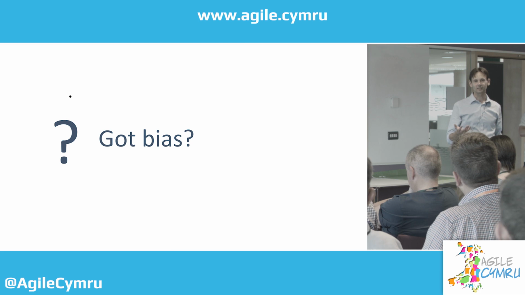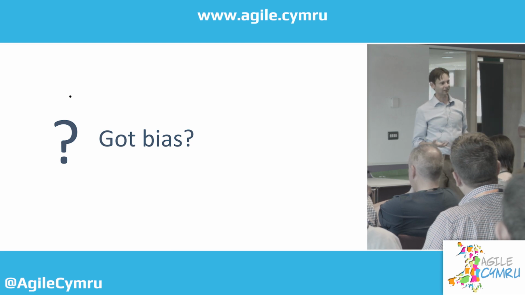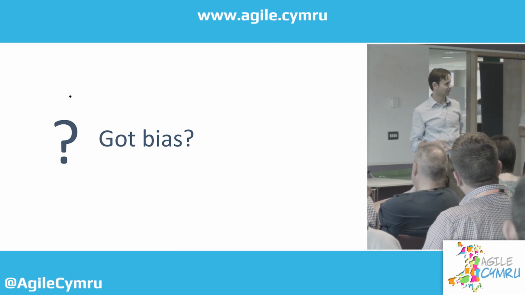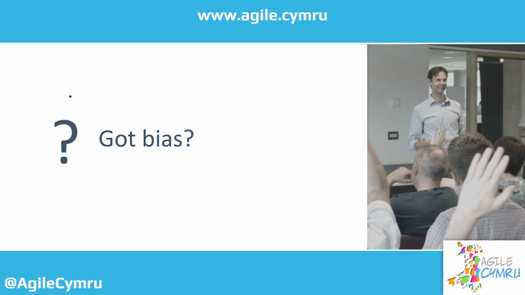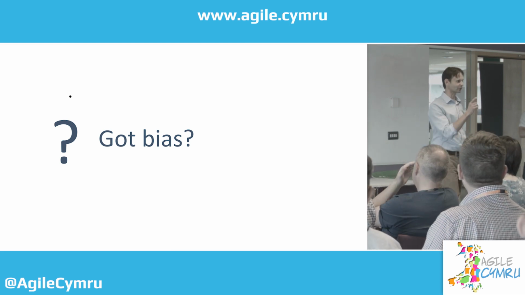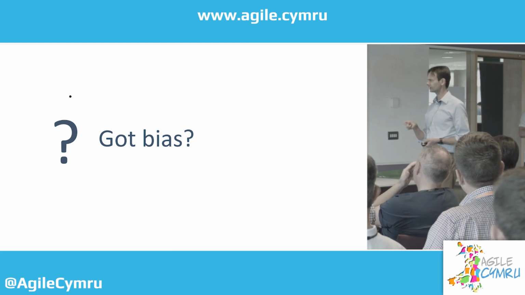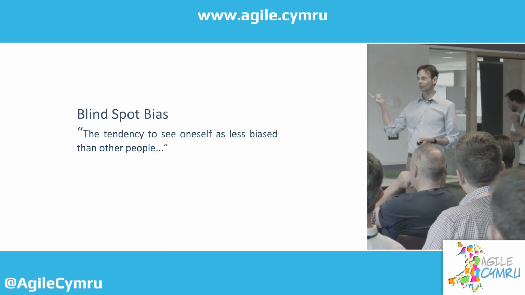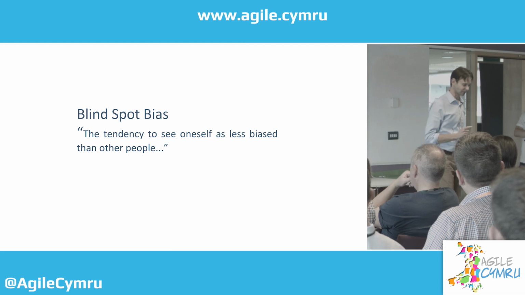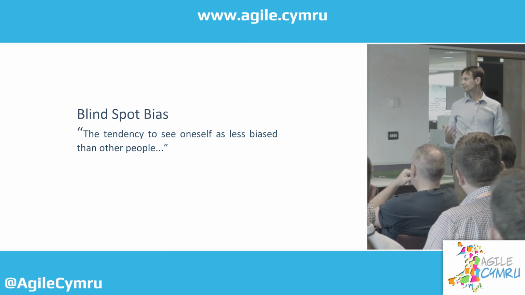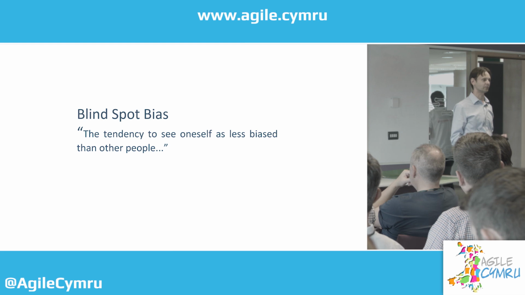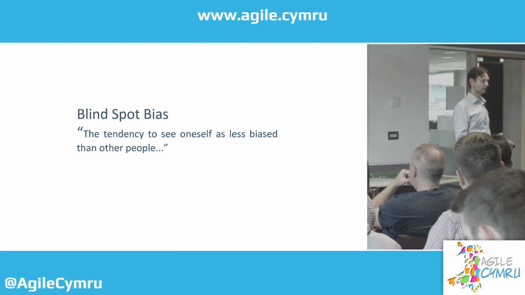So I asked you earlier if you had a bias. I could ask it again and test the speed of learning in this room. Who's got a bias? I think there's some stalwarts who are still saying they don't. If you have a bias, you have a brain. And if you've got a brain, you've got a bias, right? Blind spot bias, as I mentioned before the slides worked, is this tendency to see oneself as less biased than other people and not to identify our own biases.